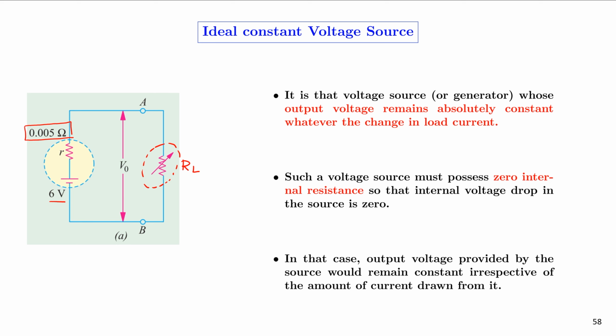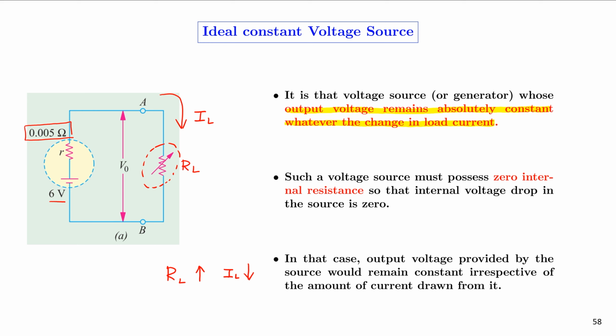As we change the value of RL, we can see that the value of load current will also change. That is, as RL increases, IL will decrease. And we define a constant voltage source or generator as one whose output voltage remains absolutely constant for whatever change in the load current. That is, when we change the value of the load resistor RL, the load current will change, and even if the load current changes, the output voltage VO remains almost the same. And that is the concept of an ideal voltage source.